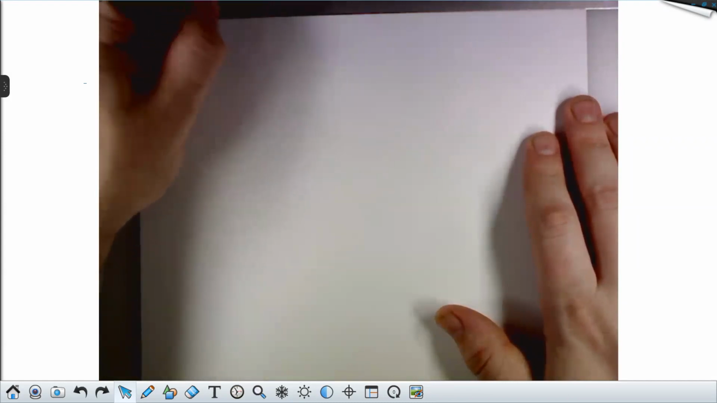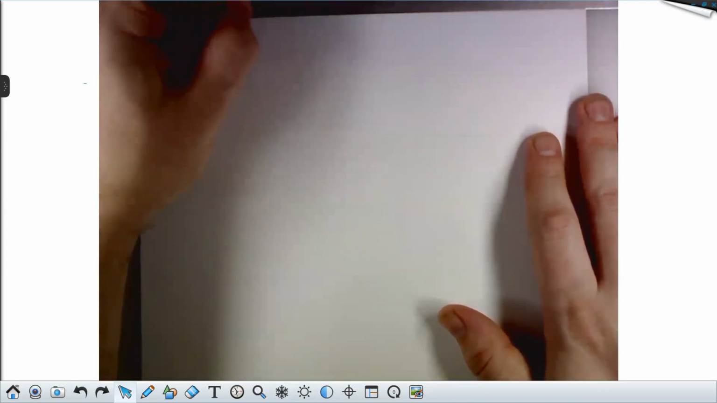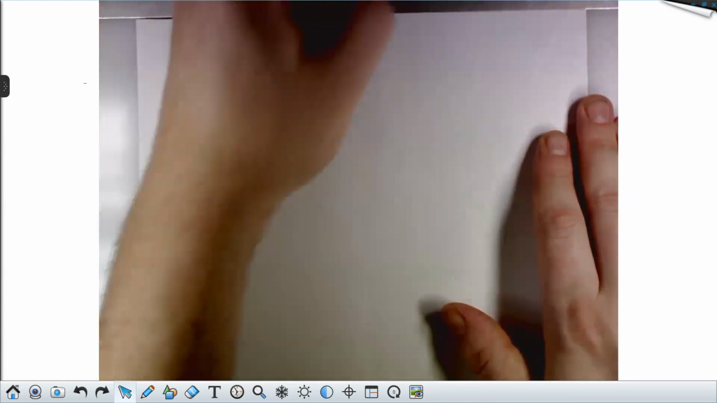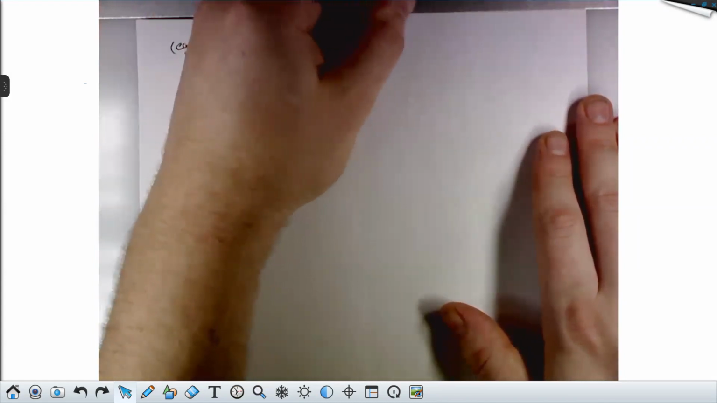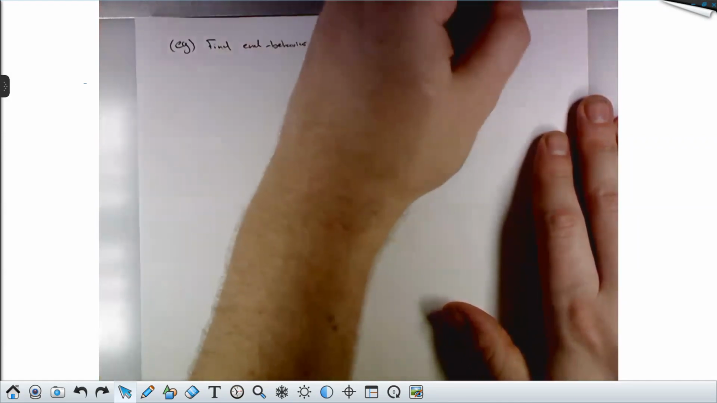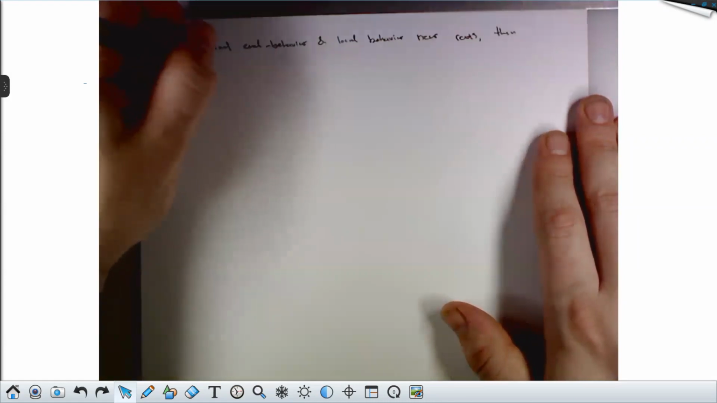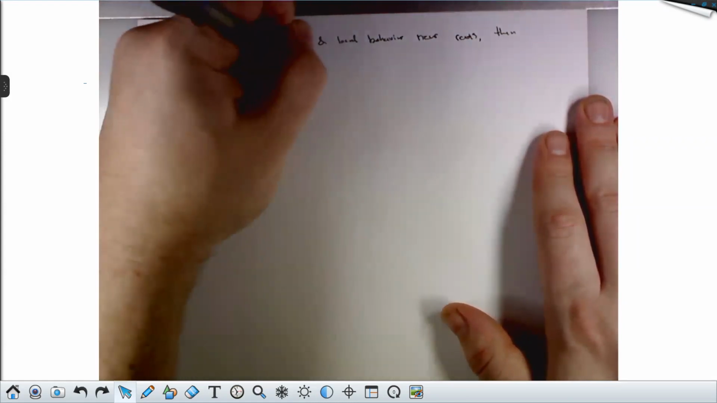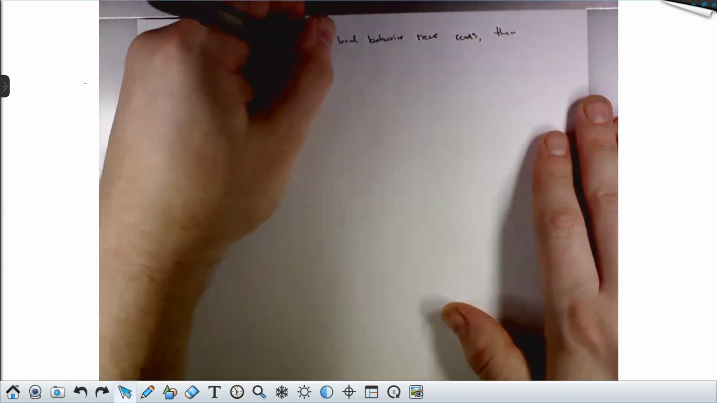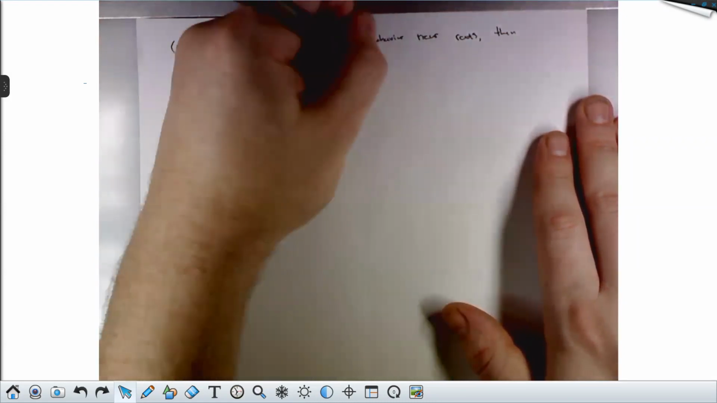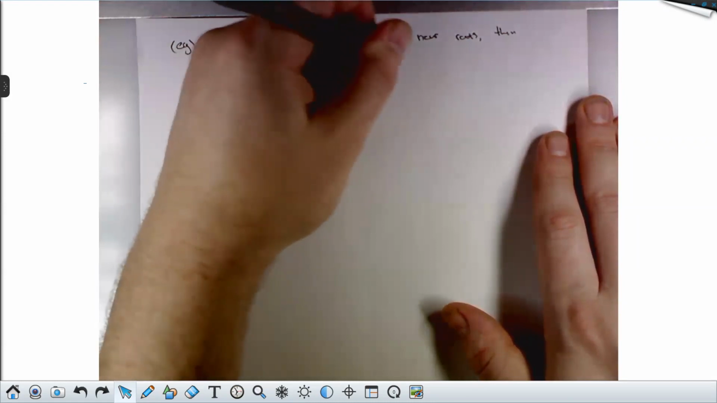So we're going to find the end behavior and local behavior near roots. Then sketch the graph. So p of x equals negative 2x cubed times (x plus 3) squared times (x minus 4).